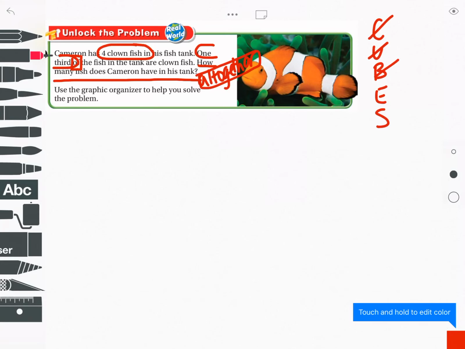All right, now I'm going to evaluate. So I'm going to think in my head about what I know and what I need to find out based on the information they gave me. So I'm picturing Cameron has this fish tank at his house, and there are 4 clownfish swimming around in the tank. And if you don't know what a clownfish is, that's a picture right there. And I know that of those fish, 1/3 of them are clownfish. So what I know, the clownfish, there are 4, and I know that that is 1/3 of the total amount.